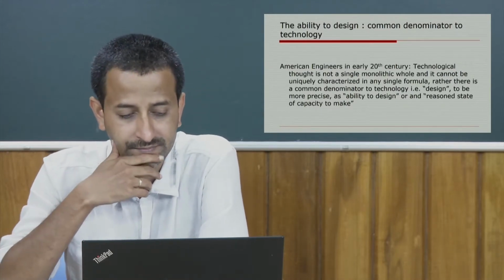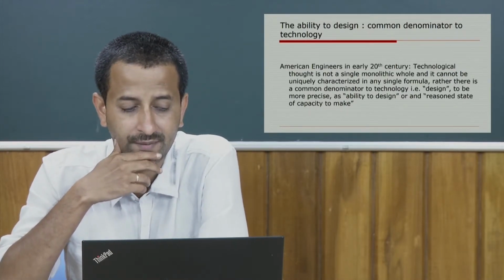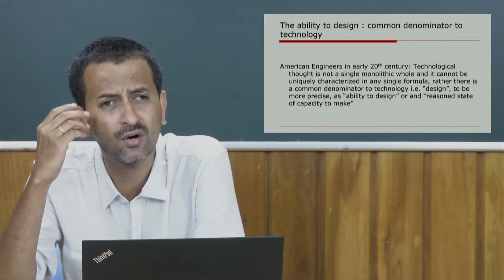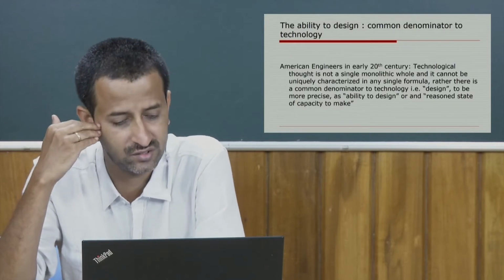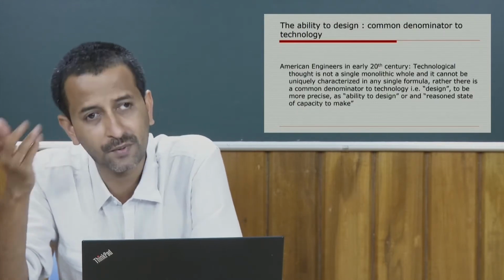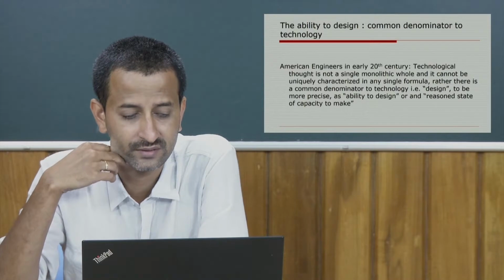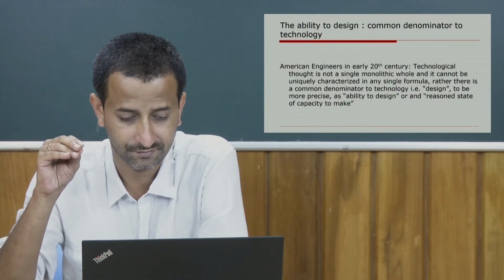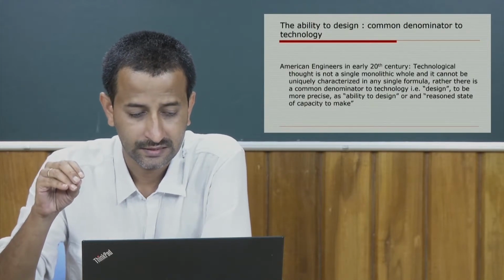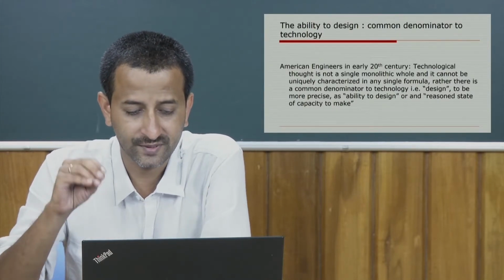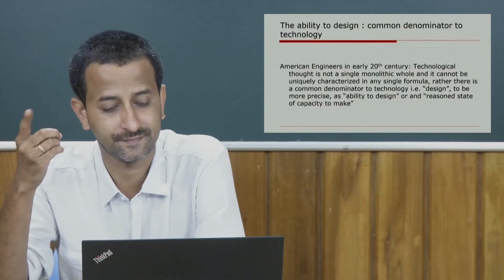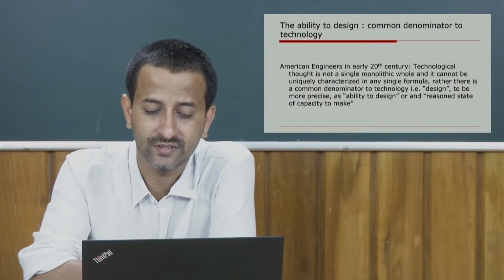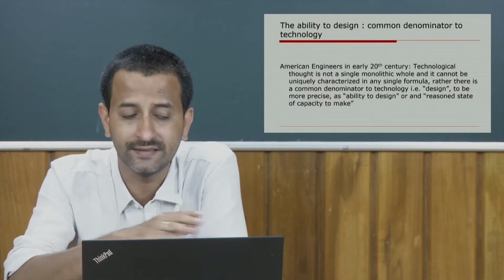In this regard, it is interesting to note that American engineers in the 19th century and early part of the 20th century have assumed that there was a common denominator to technology, and they have identified this as design, or to be more precise, the ability to design. Okay. There are several points about this characterization which deserve a detailed discussion.